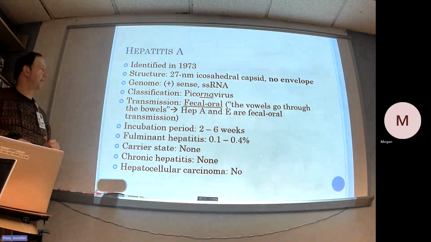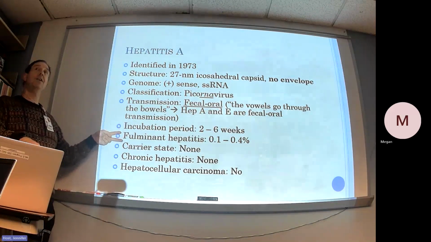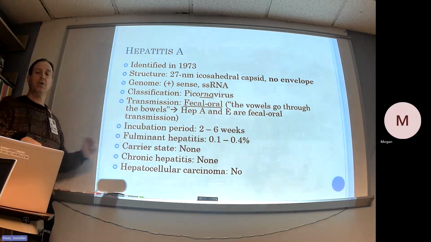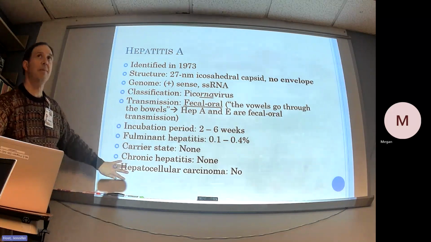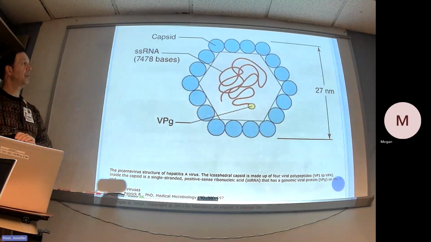But we talked about Lyme. You can see the incubation period. If you get fulminant hepatitis, you have a good immune response, and you will have to be supported until your immune system is clearing it all and killing it all. There is no carrier state, there's no chronic hepatitis. And so therefore, there's no hepatocellular carcinoma. And you have your structure. We always look at it.